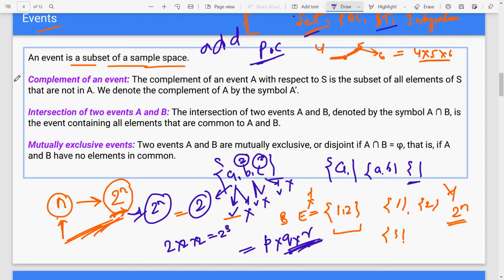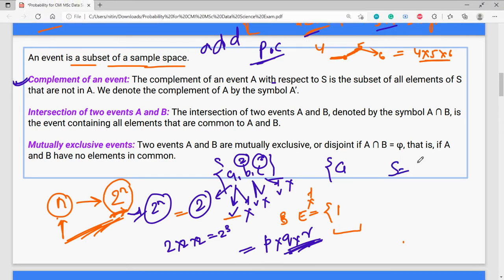So there is something called event and there's something called complement of event. Okay, so the complement of event A with respect to S is the subset of all elements of S that are not in A. If you are aware of set theory, there is something called complement of a set. So let's say S, as I already told you, is about throwing a dice. So S will be 1, 2, 3, 4, 5, 6. This is your sample space. And A is an event that we are defining. Event can be any part of the experiment. So let's say A is the event that the number will be an even number. So this will be 2, 4, 6. Okay, so this is the even number.